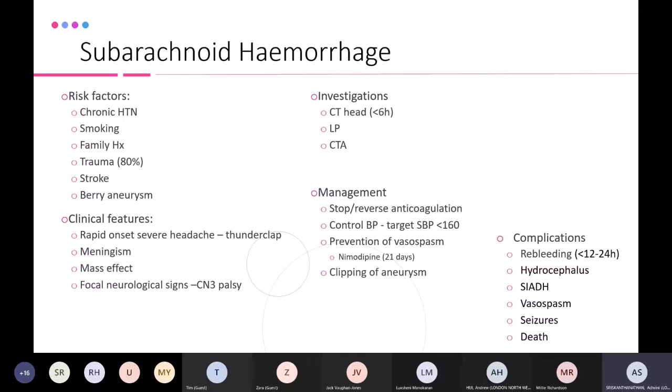consider reversing them. And just complications of these are rebleeding, especially within the first 12 to 24 hours, hydrocephalus, developing SIADH with any sort of head trauma, vasospasm, seizures, and of course death is always a risk factor for any of these.